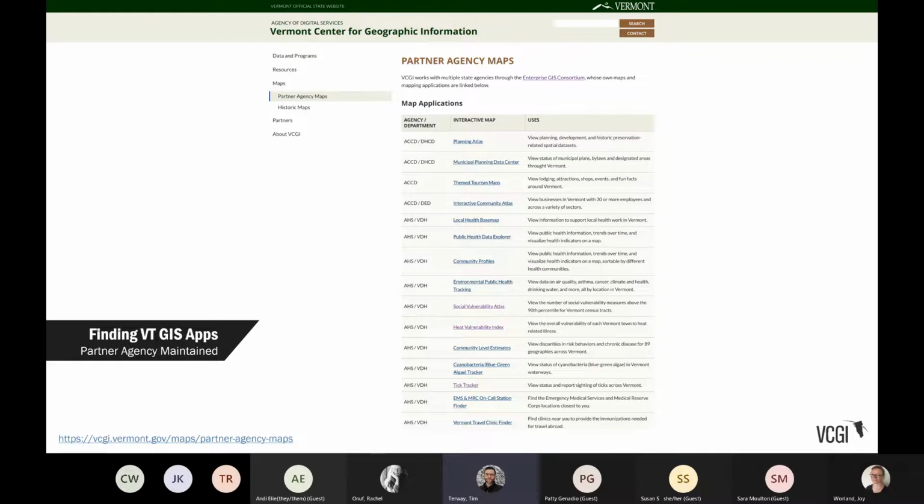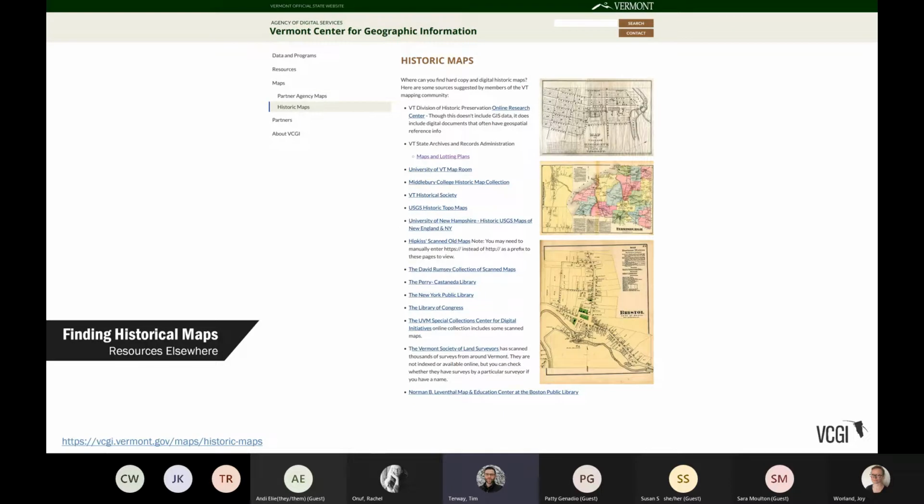Or things like community profiles or public health reporting tools to tourism maps, all kinds of maps here that different agencies or departments, I think there's over 30 of them that we keep track of, that are available here, depending on the kinds of uses that a person might have interest in. So just click on the link and you'll get a link to those specific tools.